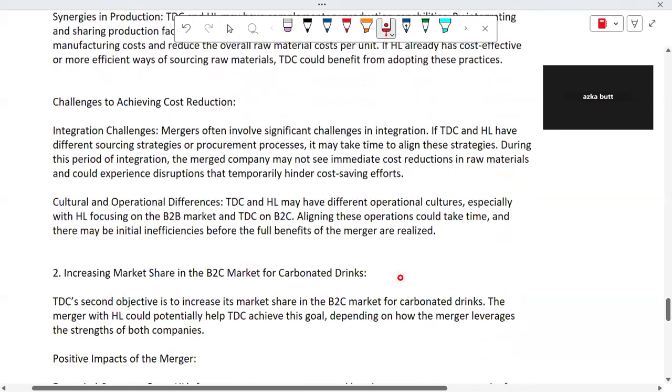However, TDC and HL may have different operational cultures, especially with HL focusing on the B2B market and TDC on B2C. So aligning these operations could take time, and there may be initial inefficiency before the full benefits of the merger are realized.